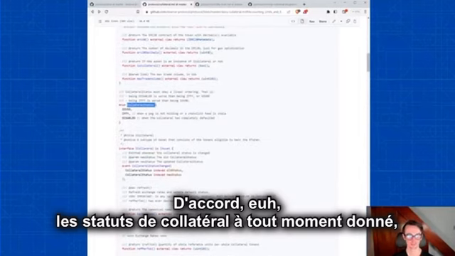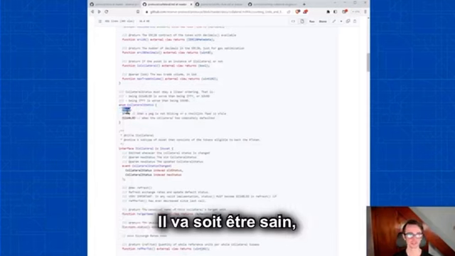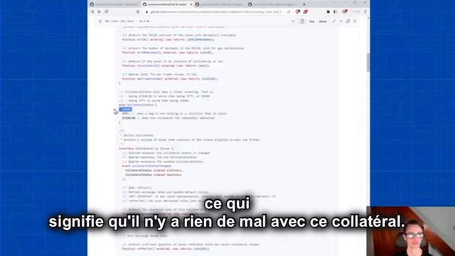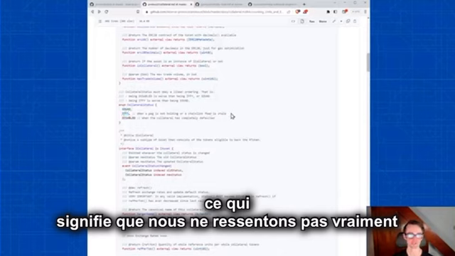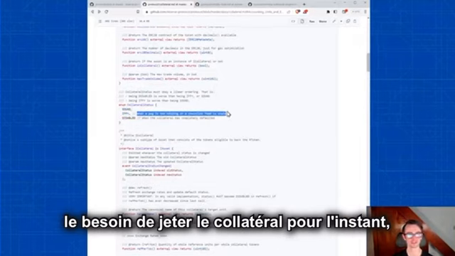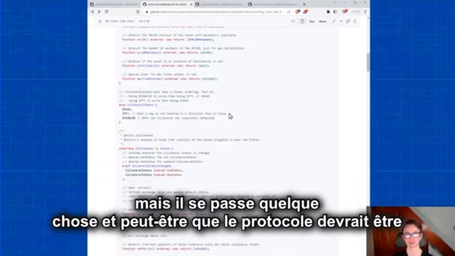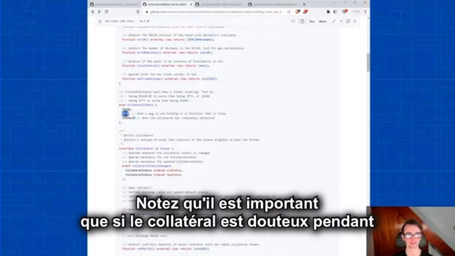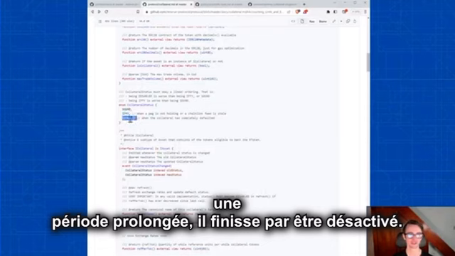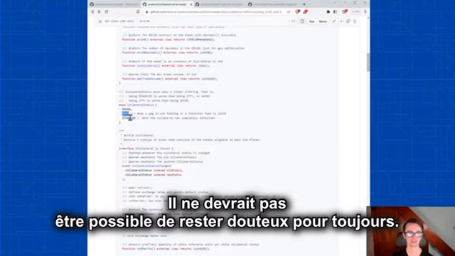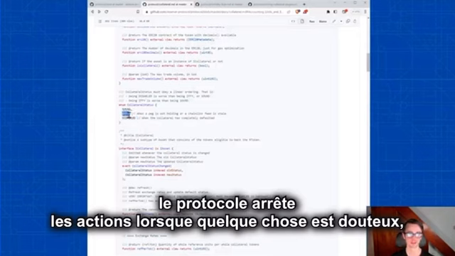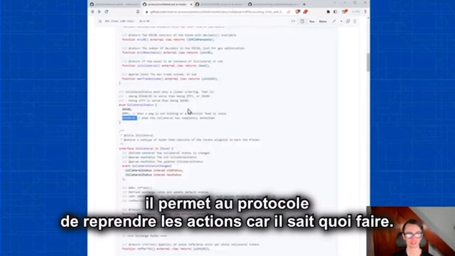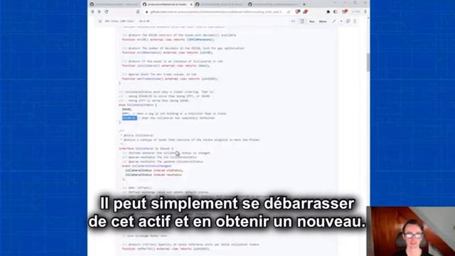Collateral statuses. At any given time, a collateral is going to be one of these three states. It's either going to be sound, meaning there's nothing wrong with this collateral, continue using it. Iffy, which is we don't really feel like we need to toss the collateral out just yet, but there's something going on and maybe the protocol should be a little more careful. And then there's the fully disabled state. Note that it's important that if the collateral is iffy for a sustained period of time, it eventually becomes disabled. It should not be possible to stay in iffy forever. Basically, the protocol stops actions when something is iffy, and when something is disabled, it allows the protocol to take actions again because it knows what to do. It can just dump that asset and get a new one.